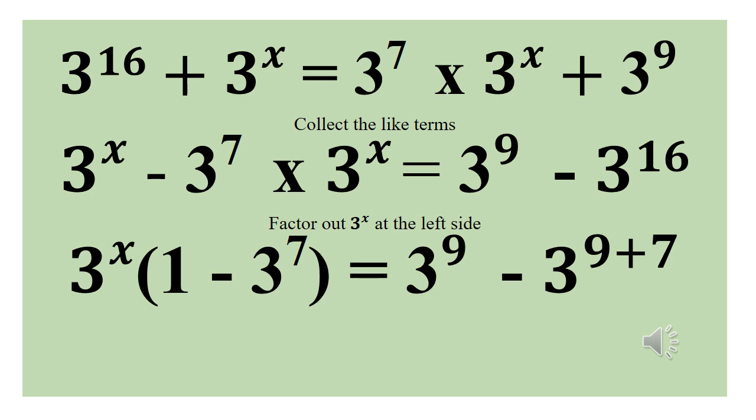is 1. So that will be 3 raised to power 7 times 1, and that will now give us 3 raised to power x into bracket 1 minus 3 raised to power 7. If you factor out 3 raised to power x, that will be equal to 3 raised to power 9 minus 3 raised to power 9 plus 7. The 9 plus 7 there is 16. We just simplified 16 to 9 plus 7.